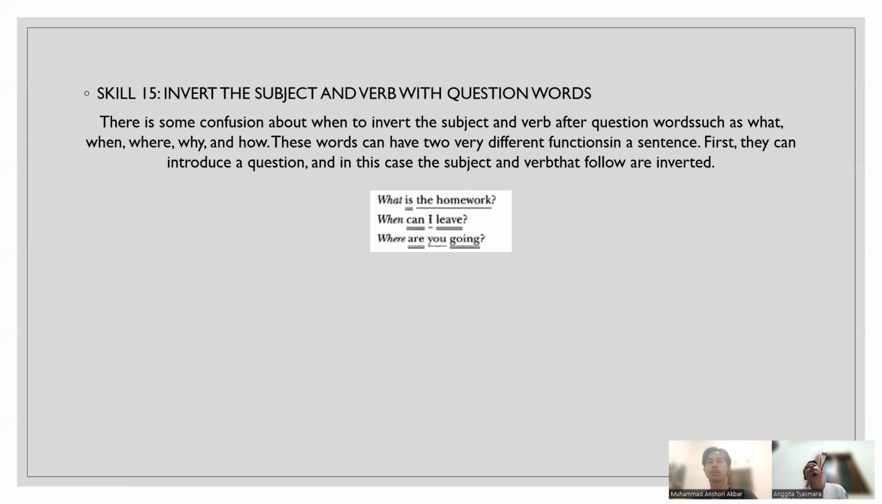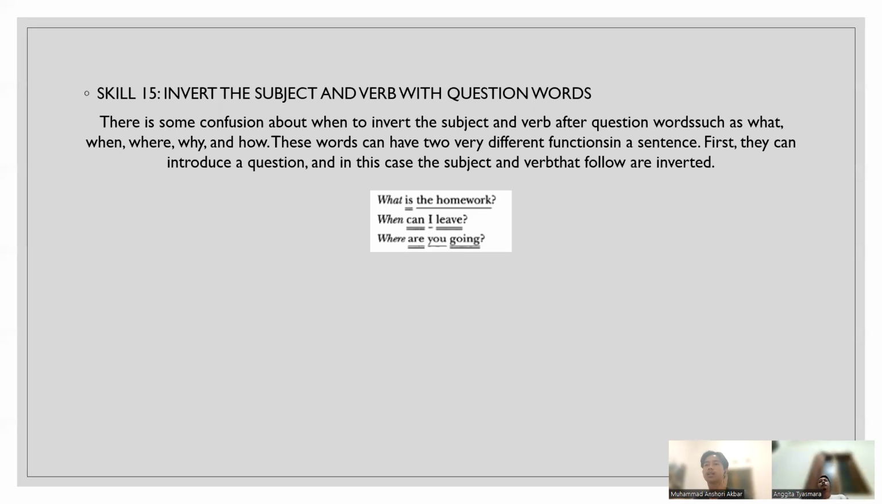I will explain about skill 15. Invert the subject and verb with question words. So there is some confusion about when to invert the subject and verb after question words, such as what, when, where, why, and how. These words can have two different functions in a sentence. First, they can introduce a question, and in this case, the subject and verb that follow are inverted.